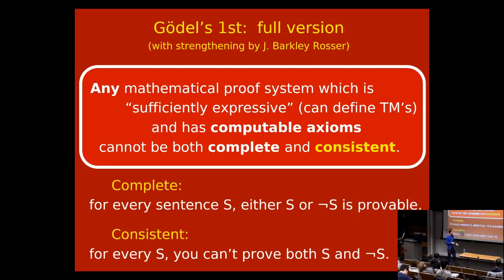So remember, complete means every statement, you can either prove it or disprove it. I mean, every statement can be resolved as provable or not provable. Consistent means there's no statement where you can prove S and its negation. Okay, that's consistent. For every S, you can't prove both S and not S.